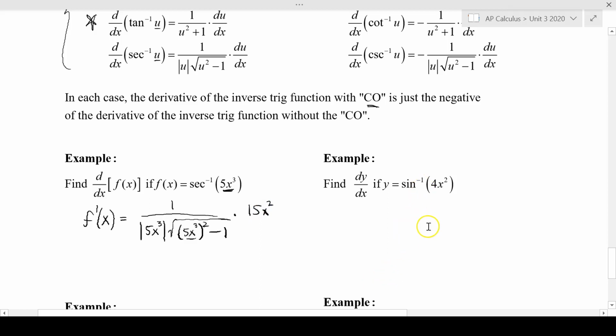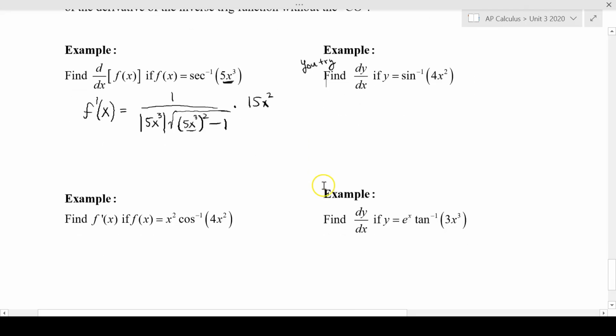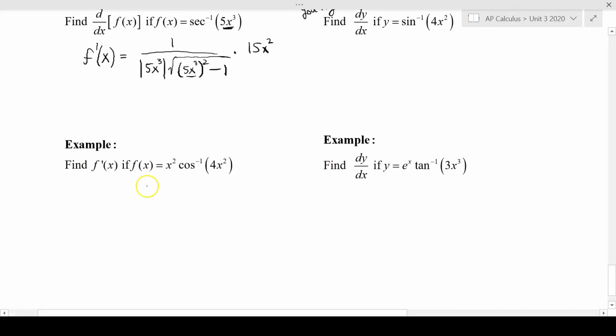It looks like this one should be a try-it-yourself problem because we've already done sine inverse. This problem, though, this is a doozy. Okay, so this is a product rule. And the reason it's a product rule is because I have x squared times cosine inverse. So I'll take the derivative of x squared, and then I'll just write down cosine inverse of 4x squared.